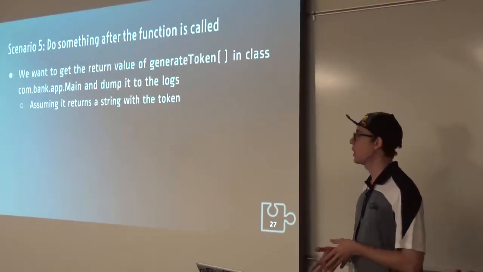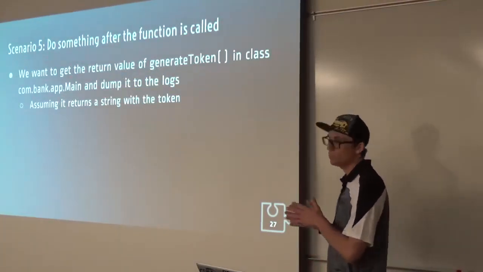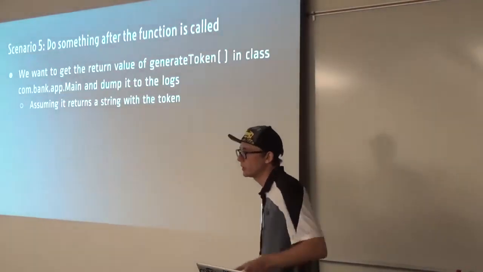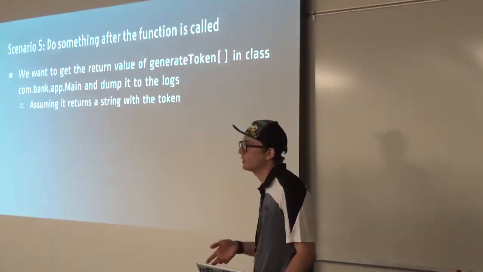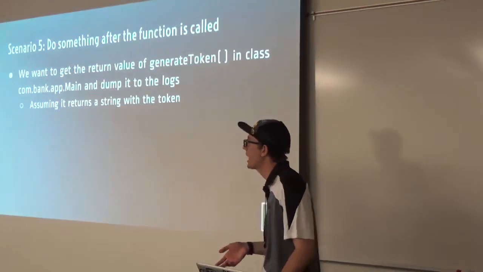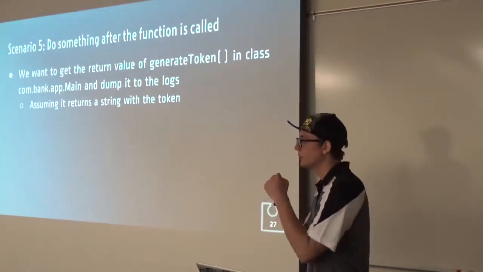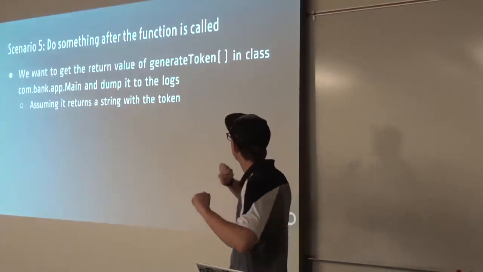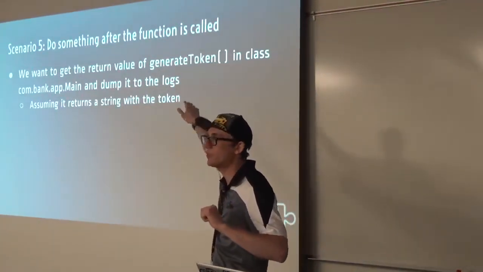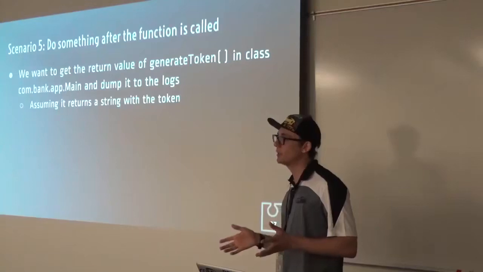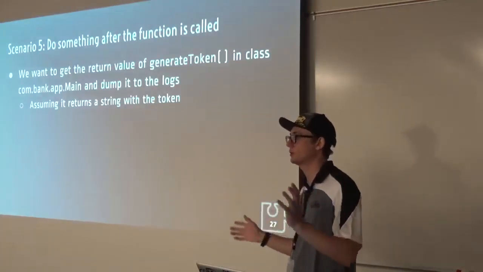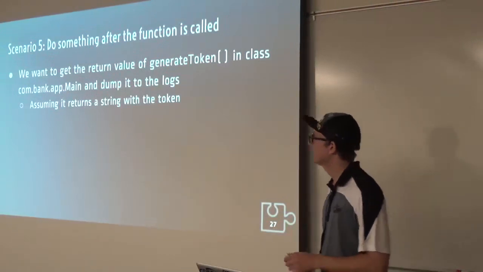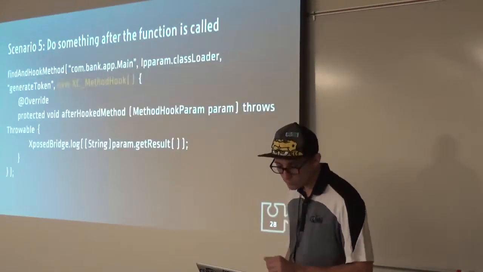Doing something after the function is called. We have this function called generate token, and in this case we want to get a valid token that we can use to request things. Say this is a bank app that generates a token on the client side with a certain algorithm. I'm not really sure, but whatever it does, this returns a string that has a token. We want it because we want to be able to make our own requests to their server. So we'll dump it out to the logs, assuming it returns that string.